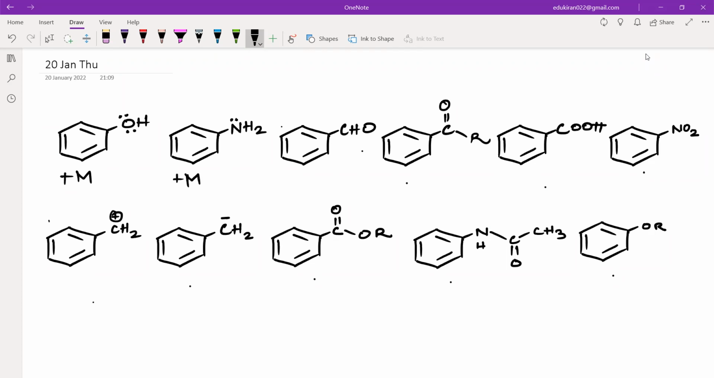What about CHO? What is the key atom here? Key atom is carbon, right? And I hope you know the structure: carbon with a double bond to oxygen and hydrogen. So we have the key atom carbon connected with a more electronegative element oxygen via a multiple bond, right? So minus M. What about COR, C double bond O and R? Minus M. What about carboxylic acid, guys? Minus M. NO2.